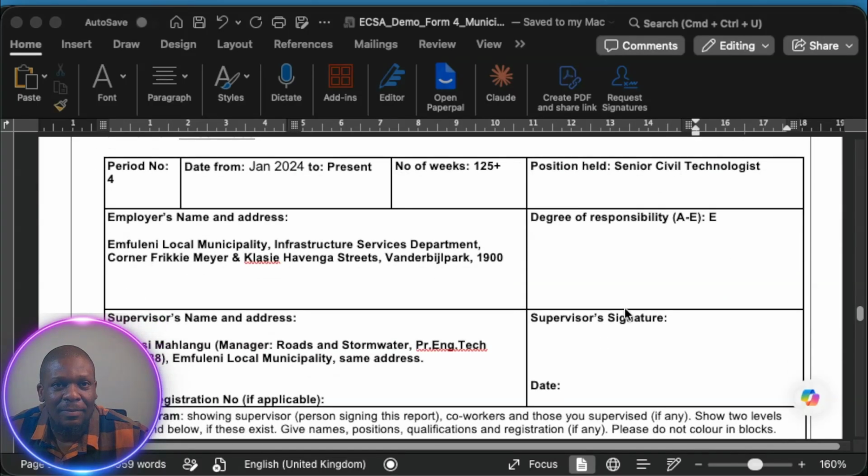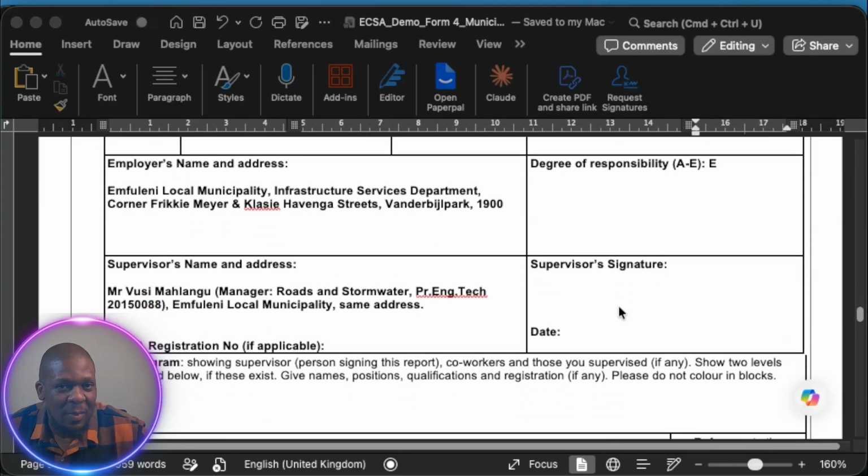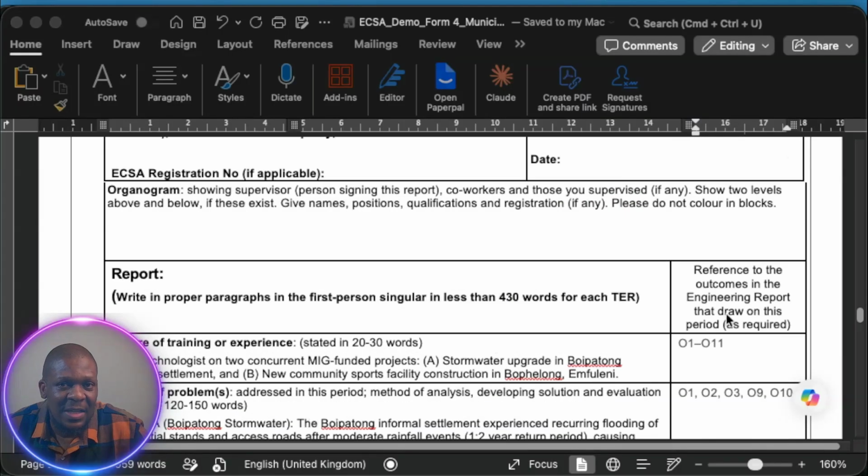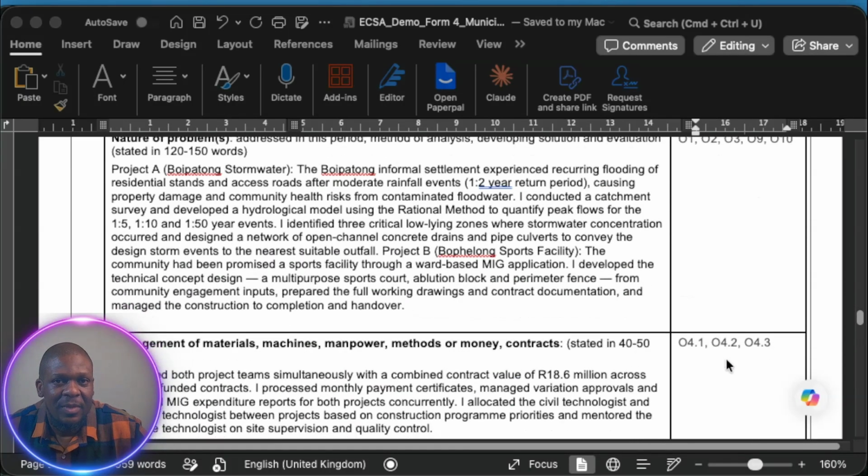All right, we have period 4. I'm not going to talk about period 4 because I've explained it in period 1, period 2, period 3. Period 4 will follow the same procedure. And remember what I explained here in terms of reference. The reference here is basically used to link up with your engineering report. Which outcome is this meeting up with?